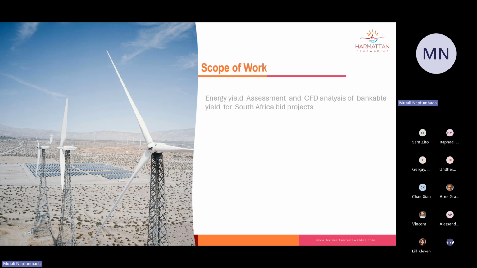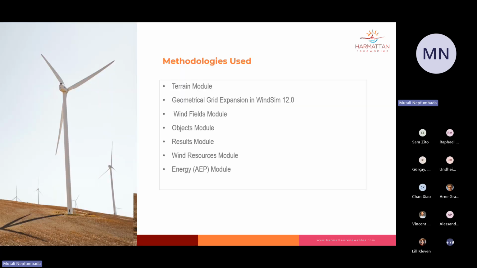So from my understanding of the methodology, the report that WindSim compiled used terrain and geometrical grid expansion models, wind field model, object model, result model, wind resource model, and the energy AEP models, which gave us our P50 value and P90 value as output for their model.